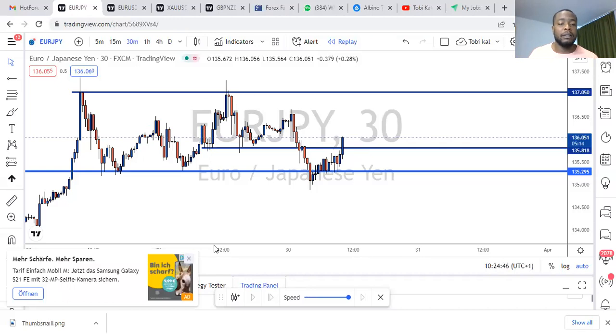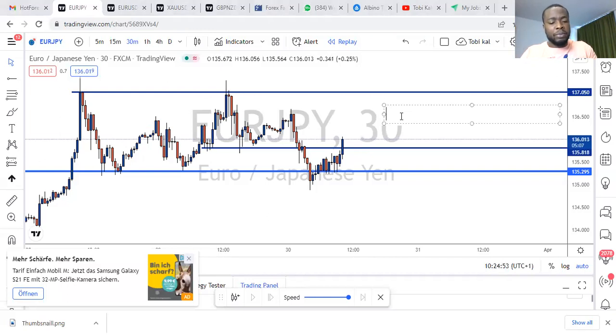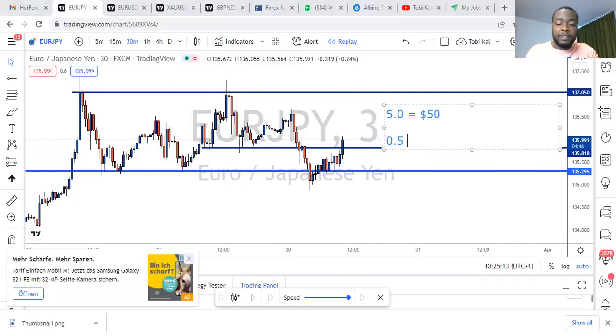So essentially, that's how lot sizing works. That's the first thing you want to do. You want to know. Let me make another example, still with lot size. If you are trading with a lot size of 5.0, it simply means that every pip for you or against you is $50. On the other hand, somebody trading with 0.5 is going to be $5 per pip.